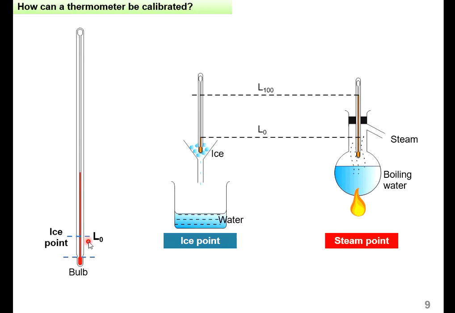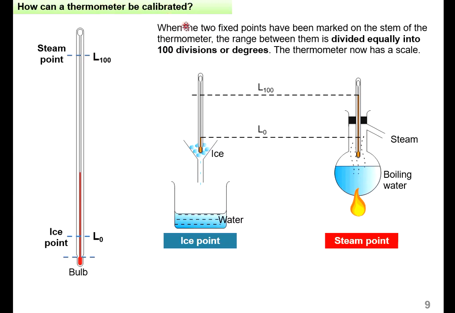Then after that, we put it at a place where we have boiling water, but it is not submerged in the boiling water. Instead, it is at the steam level. We only want to measure the temperature of the steam, not the boiling water. So when you put this, the mercury inside the thermometer will rise until a certain constant value, and that is what we measure as L100. So that is our steam point. Again, it is measured from this lower line all the way up to L100. So that is the length at the steam point.